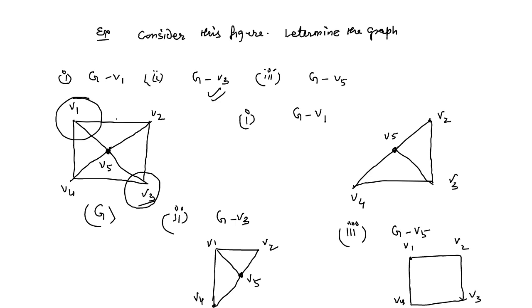Okay, so you can draw the graph. That means when removing vertices V1, V3, and V5. Minus V1 means to eliminate that vertex from the graph G.